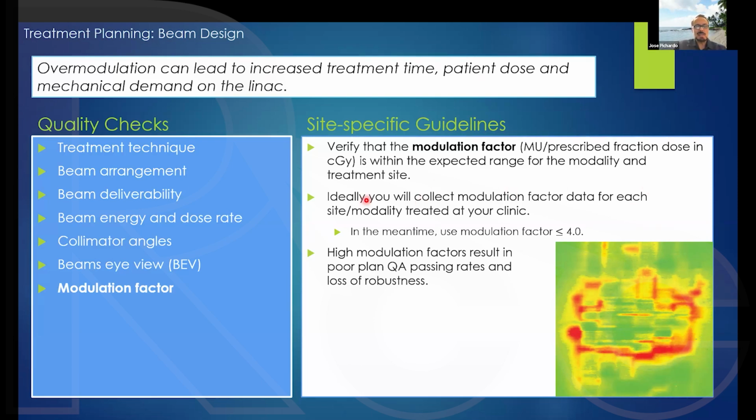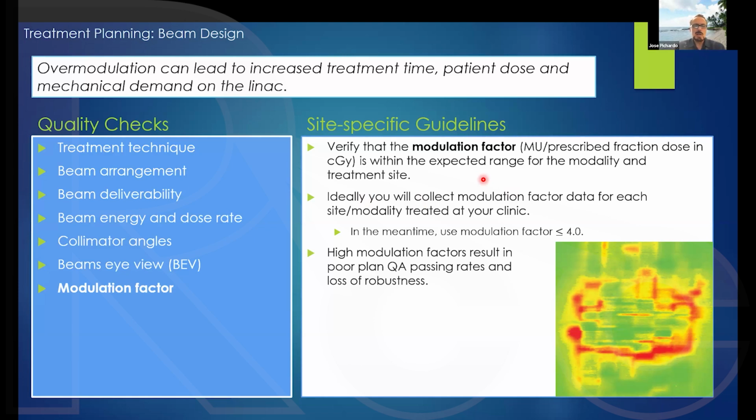So ideally, you would have a spreadsheet or some kind of a document where you have a summary of what you expect to see for different treatment modalities and treatment sites. So you would have breast, lung, brain, whatever, SRS, non-SRS, right? And then you would use that to determine if you're getting the modulation factor that you expect.